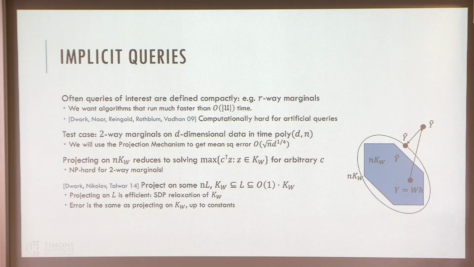Okay, so this is a cartoon of what this looks like. And this way, because L is only slightly larger than the sensitivity polytope, you get essentially the same results as the projection mechanism for the actual sensitivity polytope, but you get them efficiently. As in, again, polynomial time in the dimension of the data.